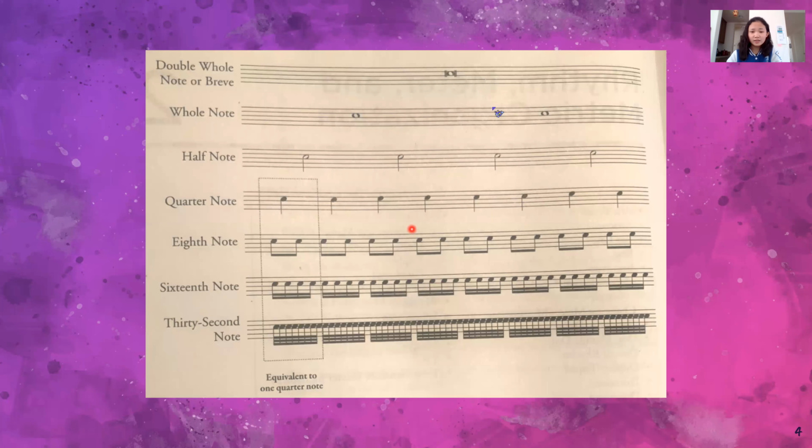So here is a list of all of the notes that are seen in music. The double whole note or the 32nd note are not as commonly seen, so today we're just going to be concentrating on whole note to 16th note, and as you can see, it has the combination of all of these notes together.